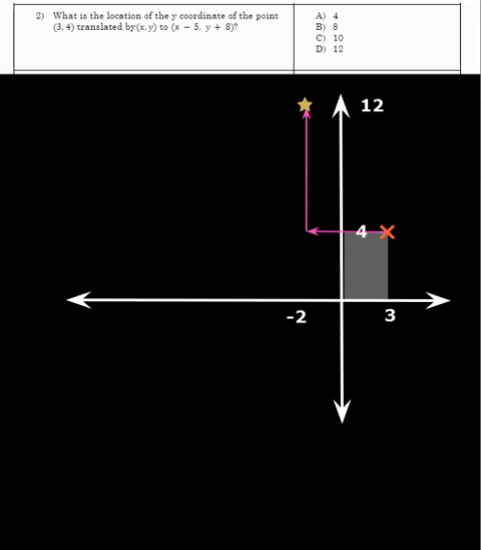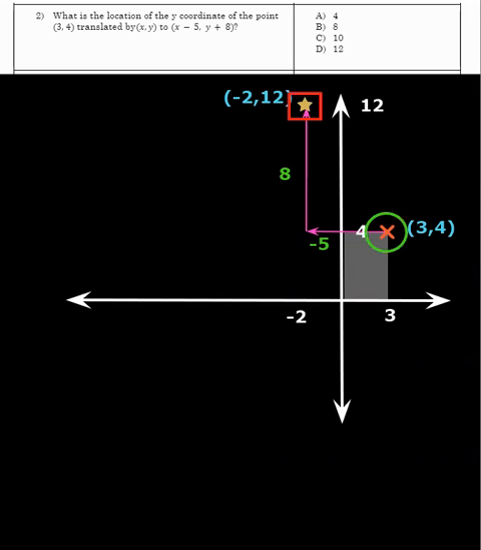Question number 2. What is the location of the y-coordinate of the point (3, 4) when translated by (x, y), with x going 5 units to the left and y plus 8, or 8 units up? Well, as you can see here, again, drawing a quick sketch is a good way to do this. You're going to take the x-coordinate and subtract 5, so it'll be -2, and the y-coordinate 4 will be getting an additional 8 units, and the new location will be at (-2, 12).